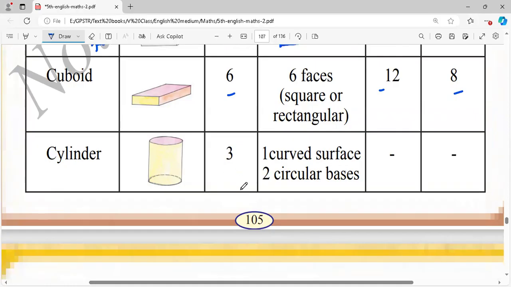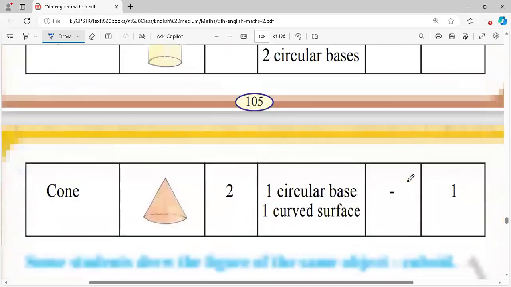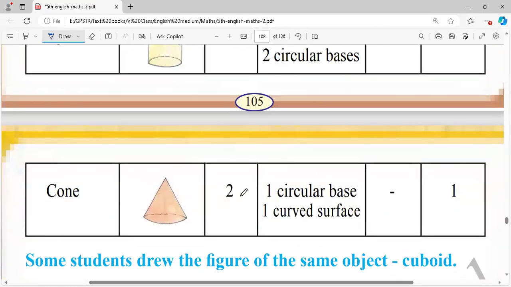Cylinder. A cylinder has 3 faces: 2 circle-shaped faces and 1 curved surface. This is the curved surface, and these are the 2 circular bases. And a cone has two faces. One is a curved surface, and the other one is a circular base or circular face. And one vertex. This is the vertex. One vertex is there in a cone.